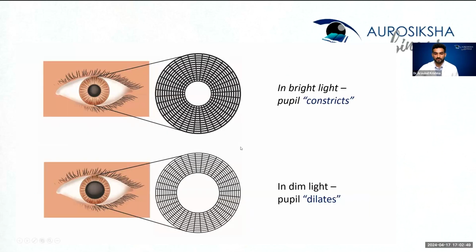So what happens to the iris and the pupil when exposed to light? In bright light, the iris contracts and the pupil constricts. In dim light, as you can see, the pupil dilates so that more light can enter.